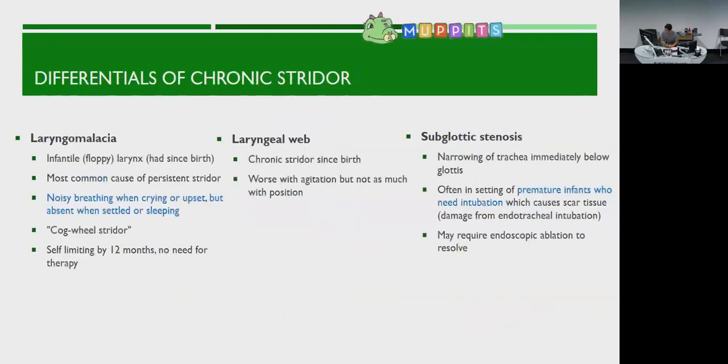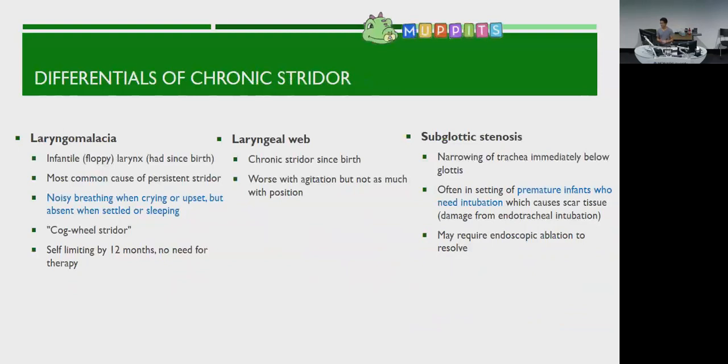And then for differentials for chronic stridor, like we talked about with laryngomalacia, noisy when crying or upset, and then absent when they're settled. Something that you might see in EMQ books is that they might describe cogwheel stridor. I honestly have no idea what this means. It's a buzzword, let's roll with it. Laryngeal web can be a little bit weird because I tried to find a feature that would differentiate it from laryngomalacia, and I really couldn't in my notes. But hopefully you don't have both laryngomalacia and laryngeal web as options in the same EMQ. If you do, just go with laryngomalacia if they're really young, if they were preterm or really young.